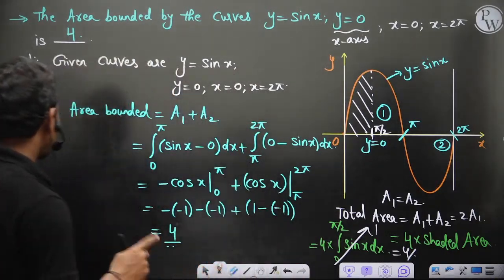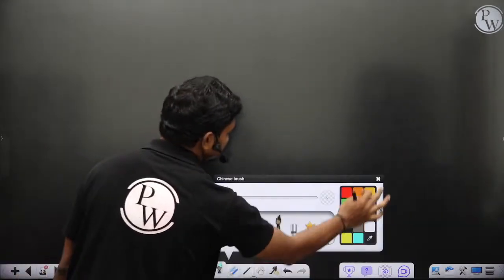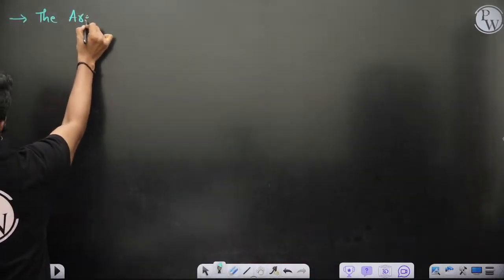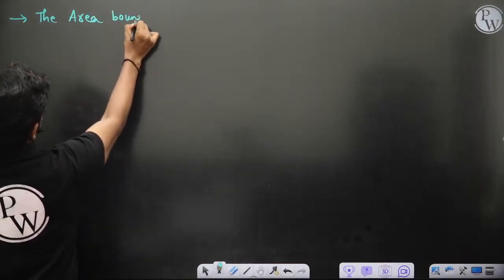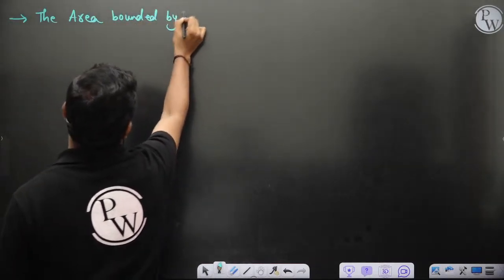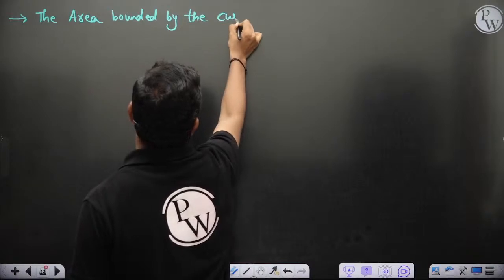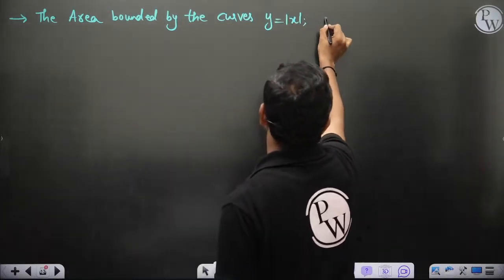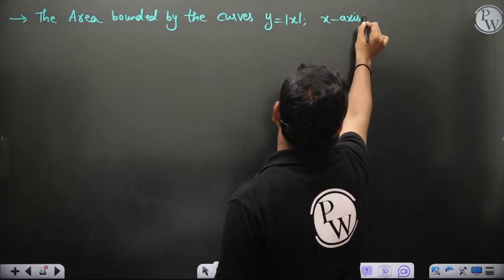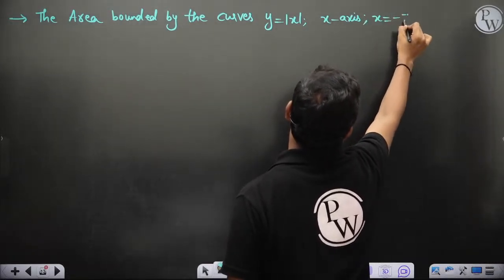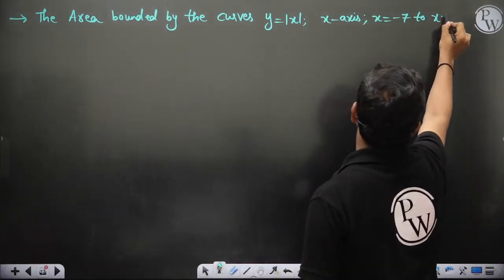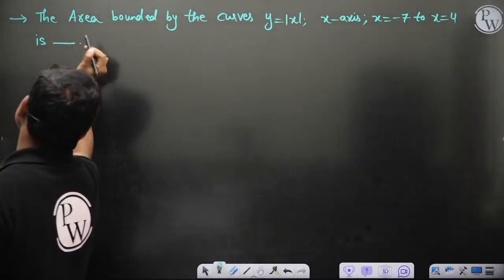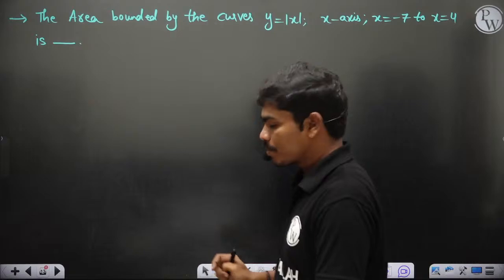Okay, then I'll give you one last question basically to solve. The area bounded by the function y equal to mod x, bounded by the curves y is equal to mod x, x-axis, x is equal to minus 7 to x is equal to 4 is dash. Come on, solve this question.